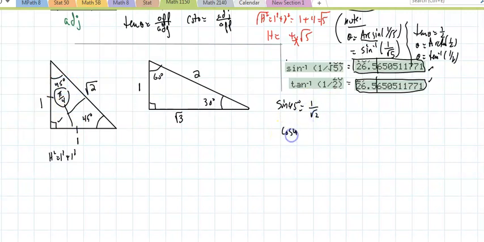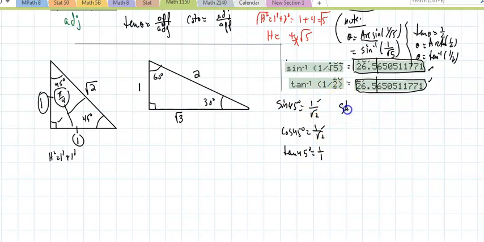And the cosine of 45 degrees is also the opposite over the hypotenuse. And tan of 45 degrees is the opposite over the adjacent, which is 1 over 1. This is opposite over hypotenuse. This is adjacent over hypotenuse.